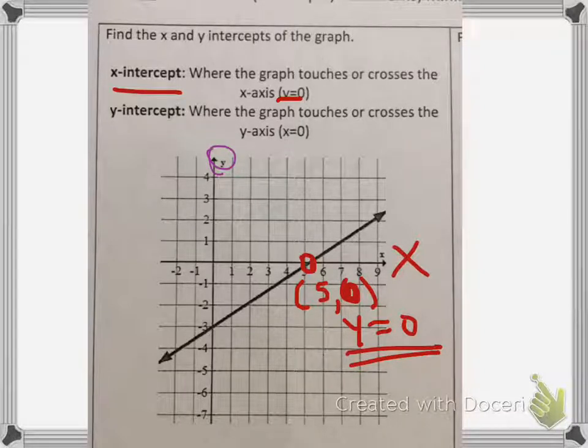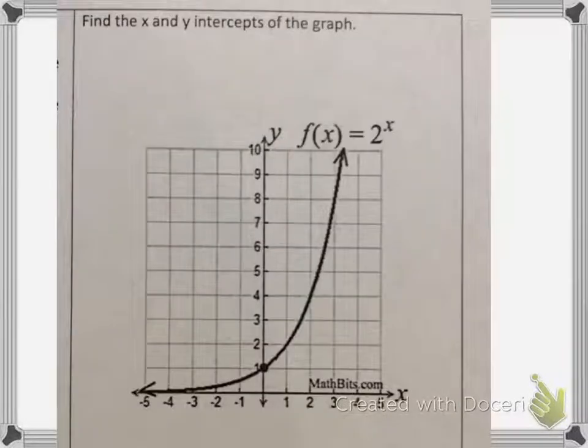So for the y-axis this time, where does my graph touch or cross the y-axis? It does right here. This ordered pair would be 0, -3. So if you notice, my x value is 0 this time when I want to find my y-intercept. So to find my y-intercept, I set x equal to 0. To find my x-intercept, I set y equal to 0. So that's just going to help us a little bit when we're solving for our intercepts.